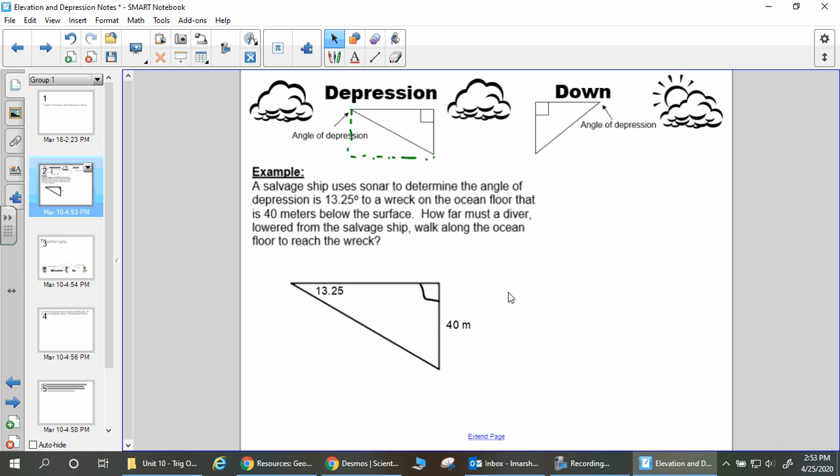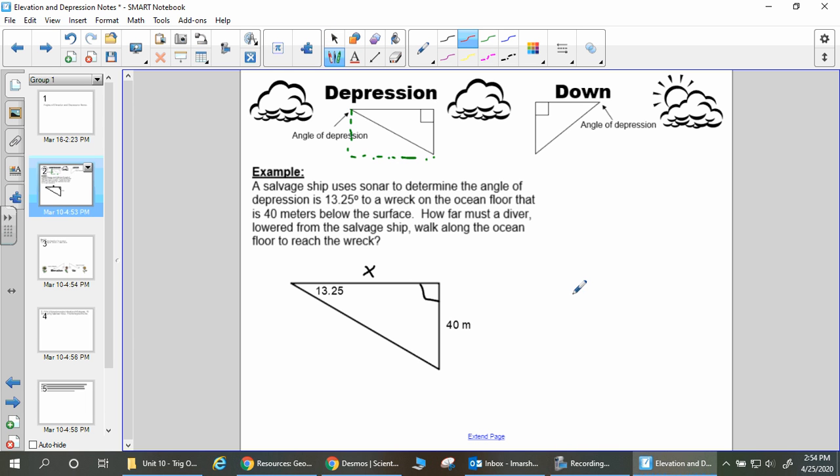How far must a diver lowered from the salvage ship walk along the ocean floor to reach the wreck? So if this is where my boat is and I lower a person and I want them to walk along the floor, this is what I was saying above. If I want to walk along the floor, I would measure that same distance horizontally. So my x is going to be that horizontal side, okay?